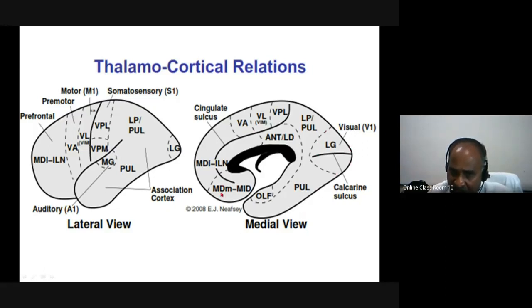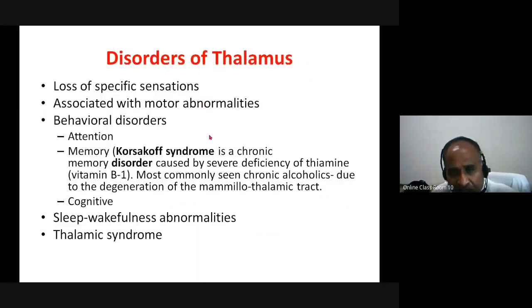And this is the medial midline. These things. This part is the part of the prefrontal and the limbic system. The internal laminar nucleus, and the medial nucleus, where this forms the mammillothalamic tract and then to the cingulate cortex. So these are the thalamo-cortical relations. So now, coming back, what are the various disorders we can anticipate for thalamus?